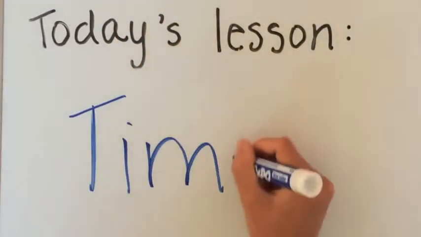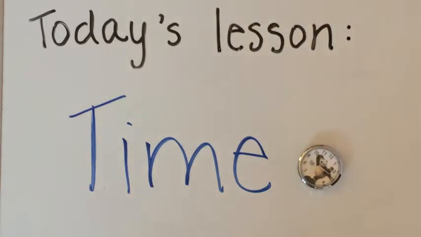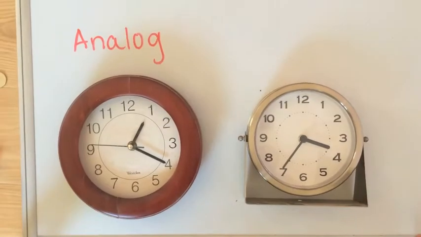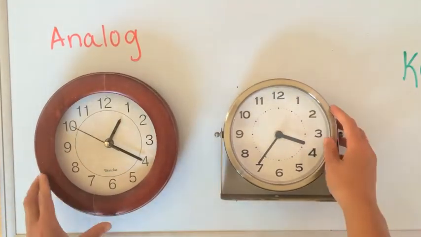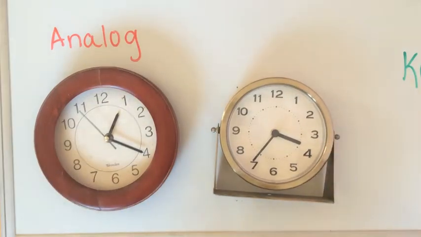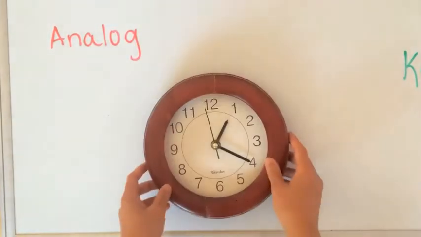Today's lesson will be on time. So there are two types of clocks. One is called analog, the other is digital, which we'll go over later. These are two examples of analog clocks, and we're going to start off with the red one.